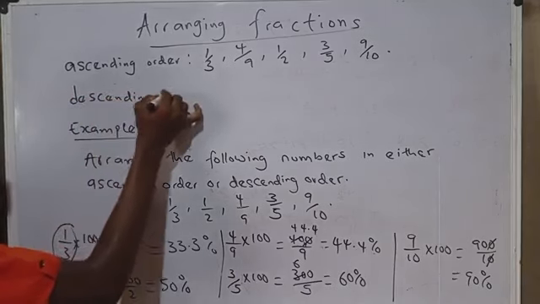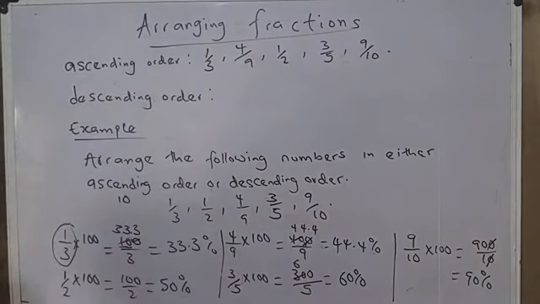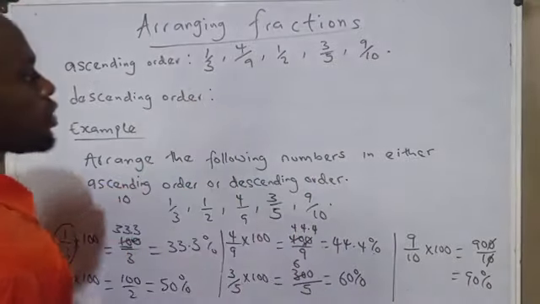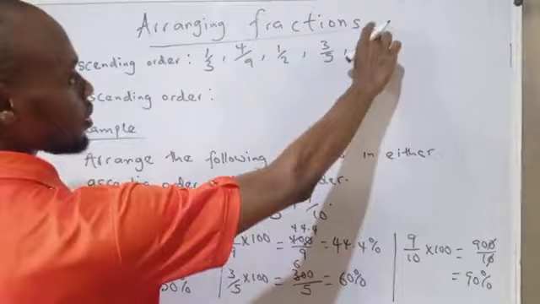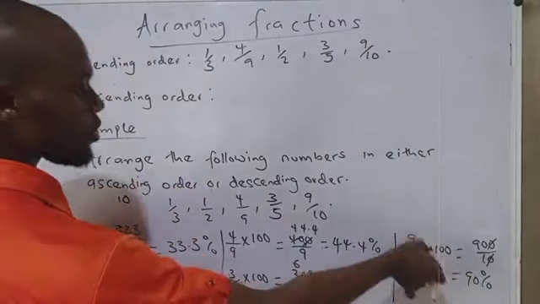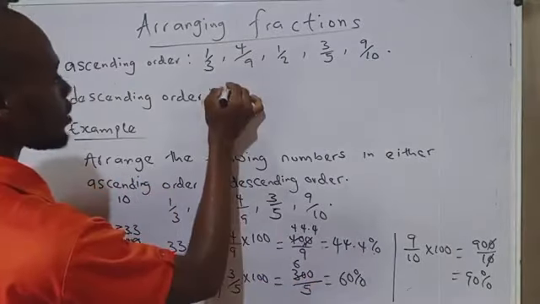Descending order. If you are to arrange this in descending order, just take whatever you are having here, then rearrange it. You start from the rear. Or you can use this. 90 is the biggest. Let's assume you don't have this. 90 is the biggest here, right? So you write this first.